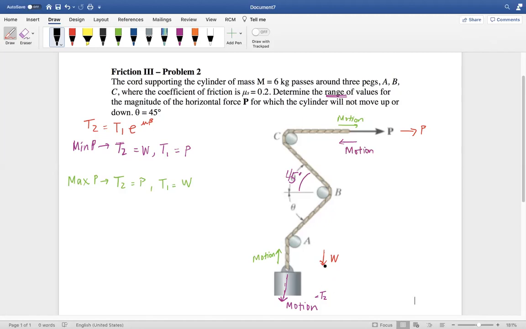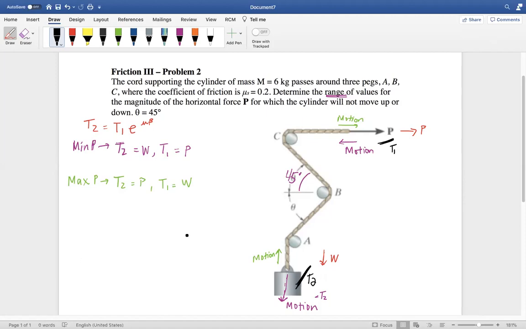The weight? Exactly, because these arrows are pointed in the same direction. So that would be T2, because they're pointing in the same direction. Here, these two are pointing in the opposite direction. So that's T1. And that's just for this equation, because this equation, the minimum value determines the motion.